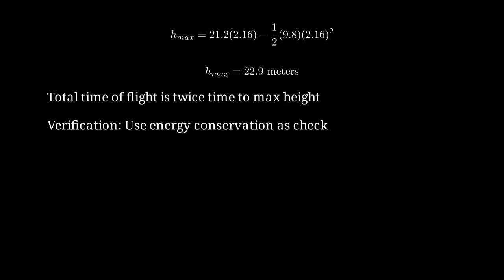Use energy conservation. At max height, all initial vertical kinetic energy converts to potential energy. 1/2 m v0y squared equals m g h max. Mass cancels. Calculating gives 22.9 meters. Matches our kinematic result. Verification passes.